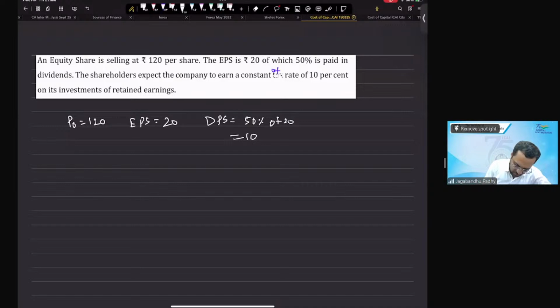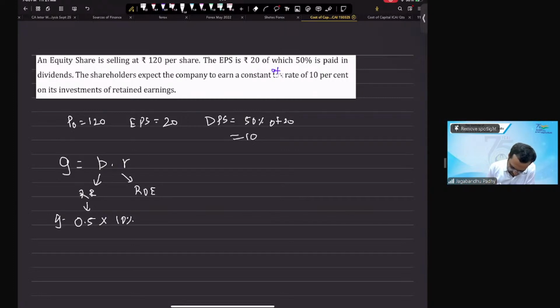So here, we need to get the growth rate. Growth rate is calculated as b into r. b is your retention ratio, r is return on equity. The retention ratio b is 50%, because 50% is paid out, so 50% is retained, which is 0.5. Multiplied by return on investment of 10%, the growth rate is going to be 5%.